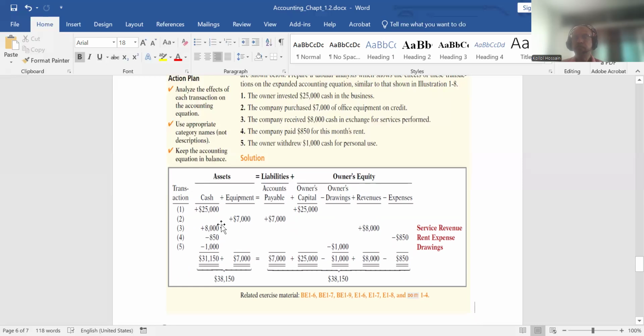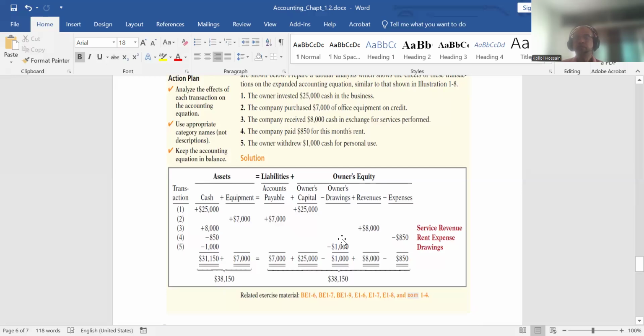So revenue plus. Through our expanded equation, you can remember from our previous discussion, this is owner's capital less drawings. If the owner withdraws money, it will be deducted, and if revenue is generated, it will be plus, and expenses will reduce the owner's equity, so minus expenses. Here for 3, 8,000 is a revenue. So 8,000 cash increases and revenue increases plus.